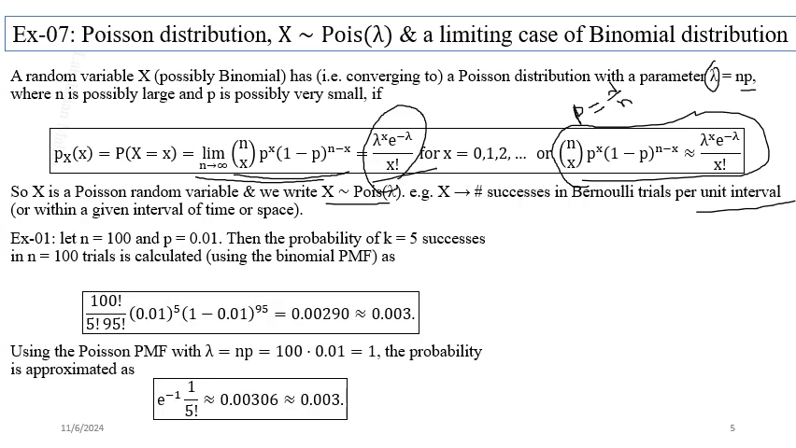Okay, I am taking just one example, and we will compute the probability using the binomial distribution and also using Poisson. Suppose we have 100 Bernoulli trials and the probability of success is 0.01, which is a very small probability. Now you are asked to compute the probability of 5 successes in 100 Bernoulli trials. You can compute this using the binomial distribution, which says n choose x, p to the power x, into 1 minus p to the power n minus x. So here it would be 100 choose 5, 0.01 to the power 5, 1 minus 0.01 to the power 95.